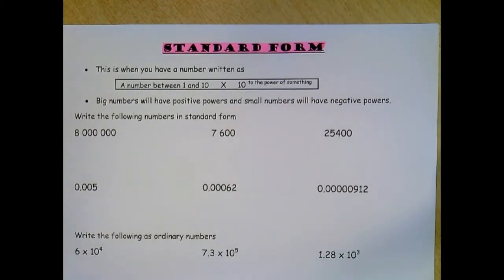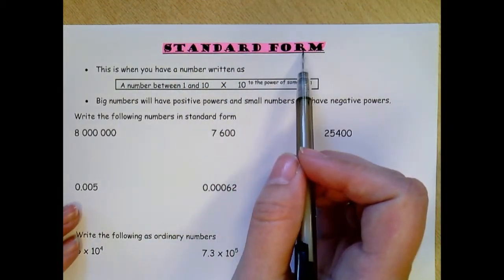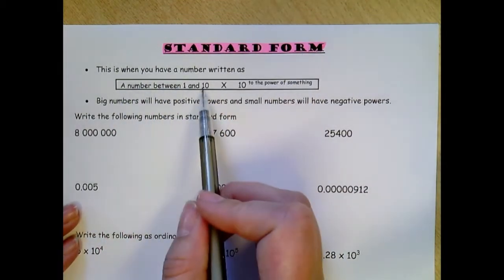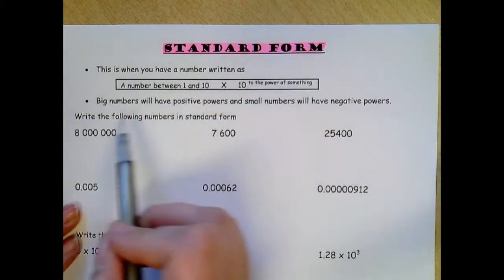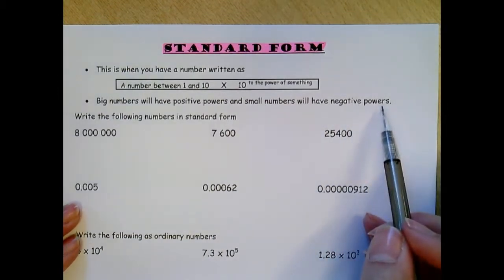This video is on standard form. Standard form is just a way of writing numbers, normally really big numbers or really small numbers, in a shorter way. So you write it as a number between 1 and 10 at the start and then multiply it by 10 to the power of something. If they are big numbers, then they'll have positive powers. If they're small numbers, then they'll have negative powers.